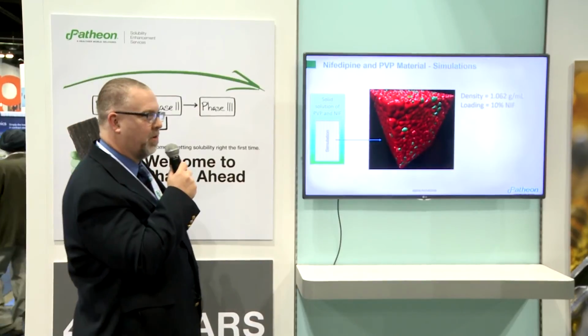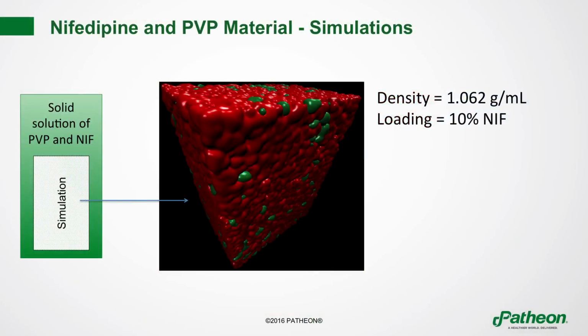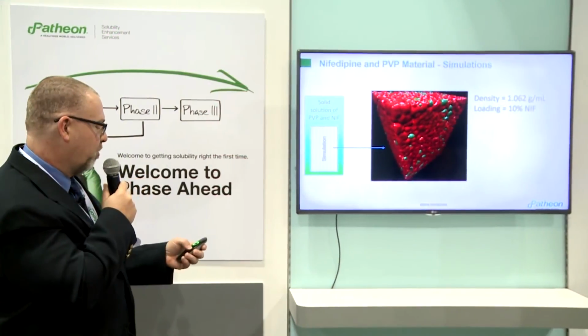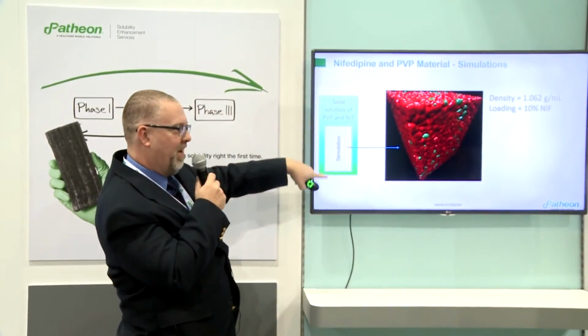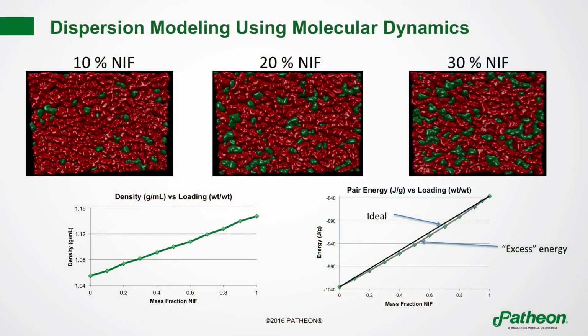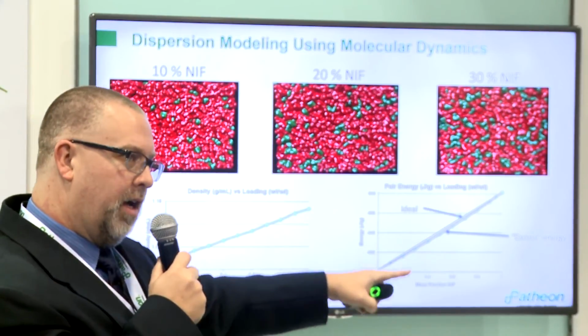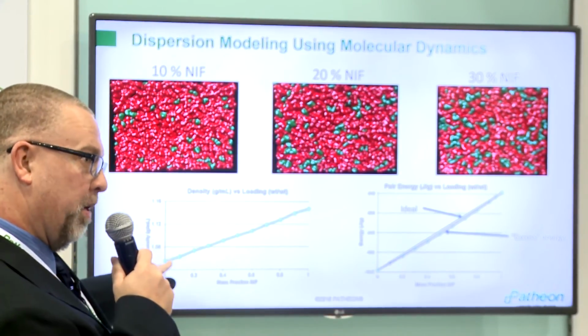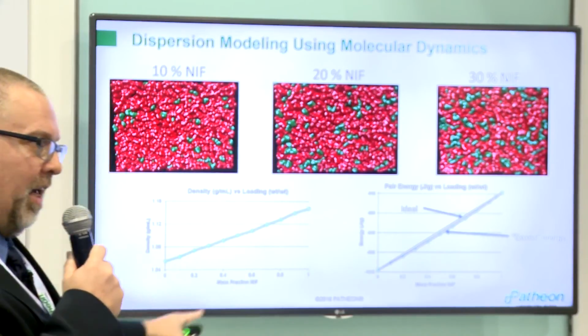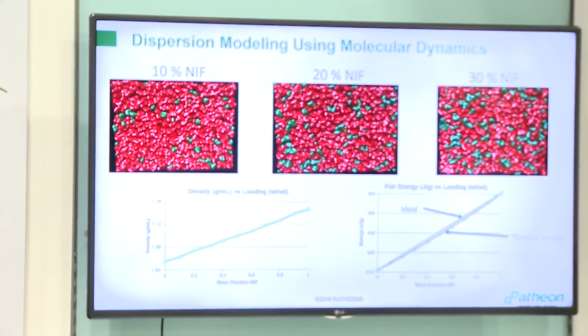You can see even at 10% loading by weight, you've got some drug agglomeration going on. It happens a lot in these dispersions. So this is what we're simulating: this mixing event. Now you look at some different loadings, 10%, 20%, 30%, and in the 30% you're starting to see even more agglomeration. That's for this particular system, nifedipine and PVP. Here you see how the density changes, and it's linear, as you would expect. The density goes between that of pure PVP and that of pure nifedipine, which is exactly what you would expect. And these are directly out of the simulation.